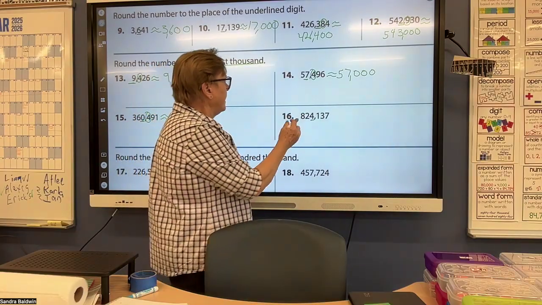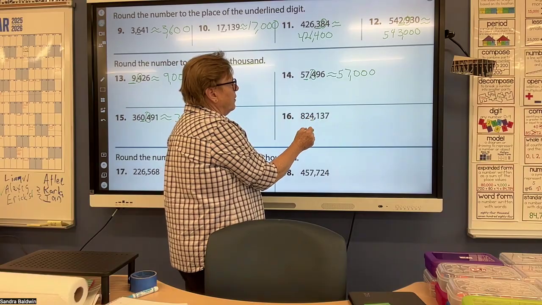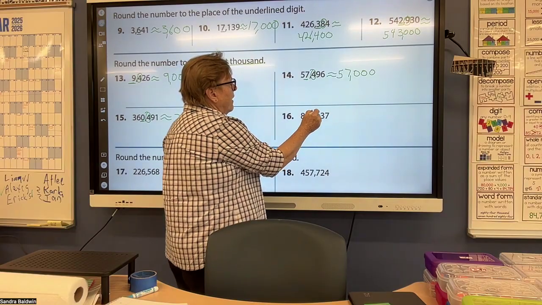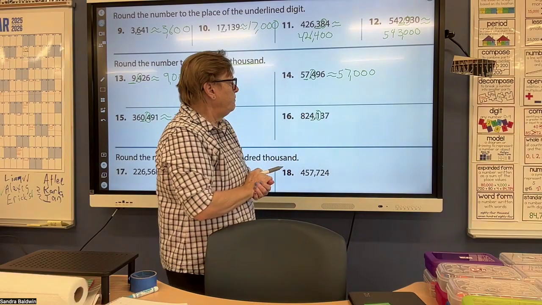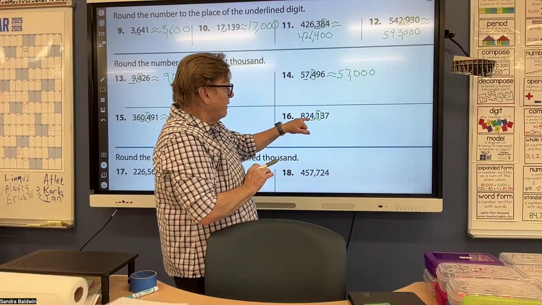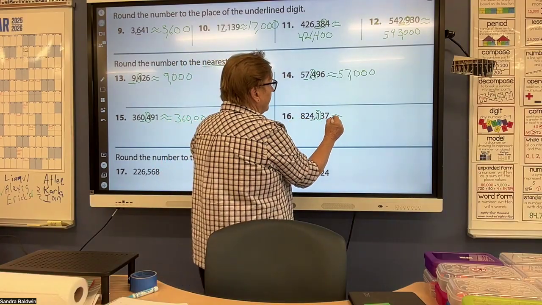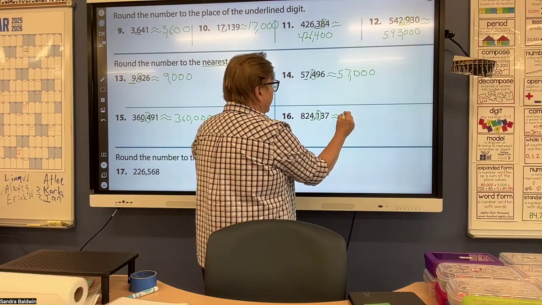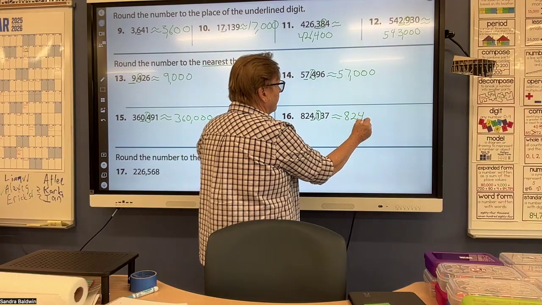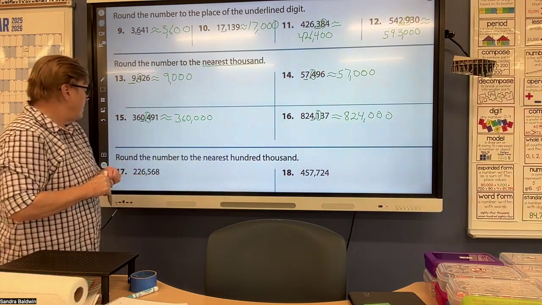I'll start 16 again. 824,137, so I underline the 4. I'm going to circle the 1. 1 is less than 5. So I'm going to keep the 824. I'm going to keep that 4. So we say it rounds down to 824,000. Because I'm rounding to the nearest thousand.